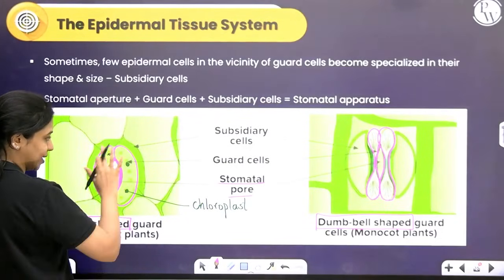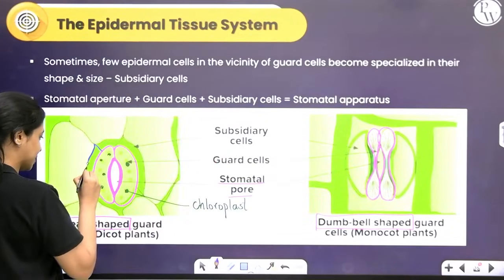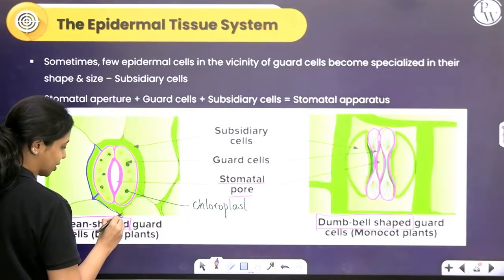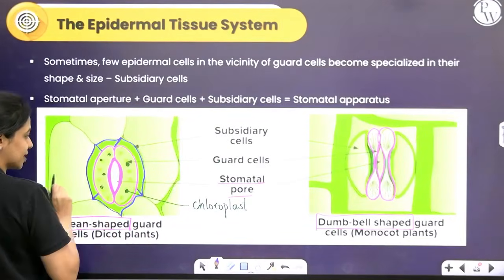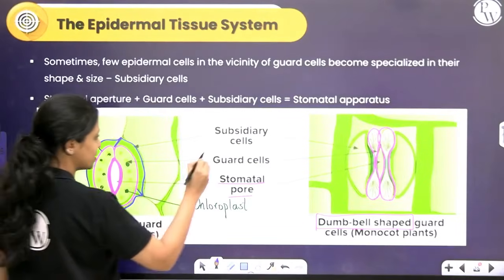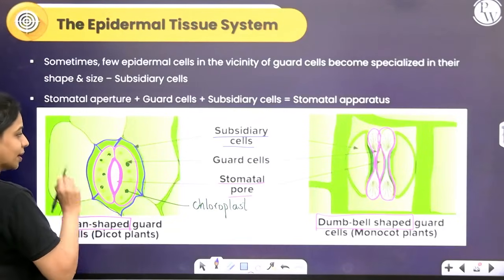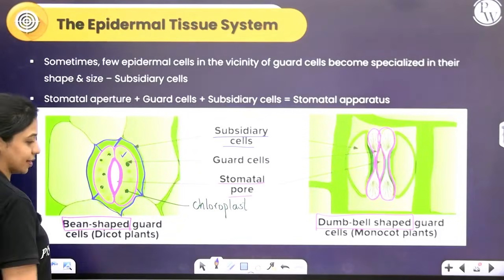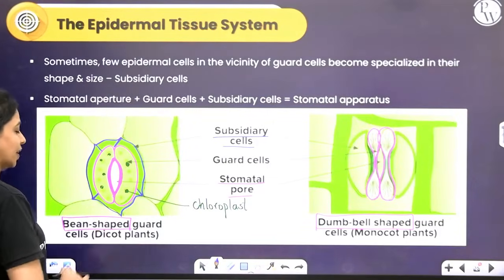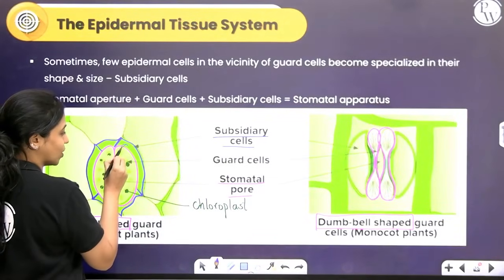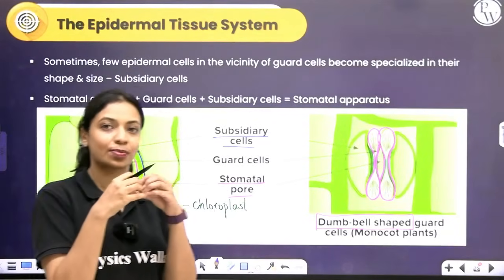Now, right around the guard cell, you will have some neighboring cells that are slightly differentiated. In close association with the guard cells, you will find some neighboring cells that are called subsidiary cells. Whether the stomatal aperture opens or closes depends on the turgidity of guard cells. If, for example, there is sufficient amount of water available to the plant, water is well absorbed, water will move from the surrounding subsidiary cells into the guard cells. When water moves in, the guard cells become swollen up.